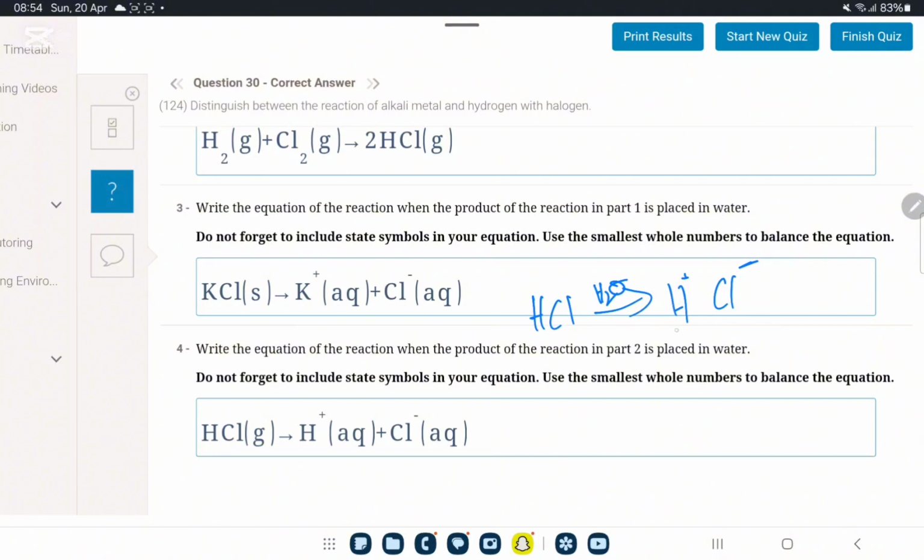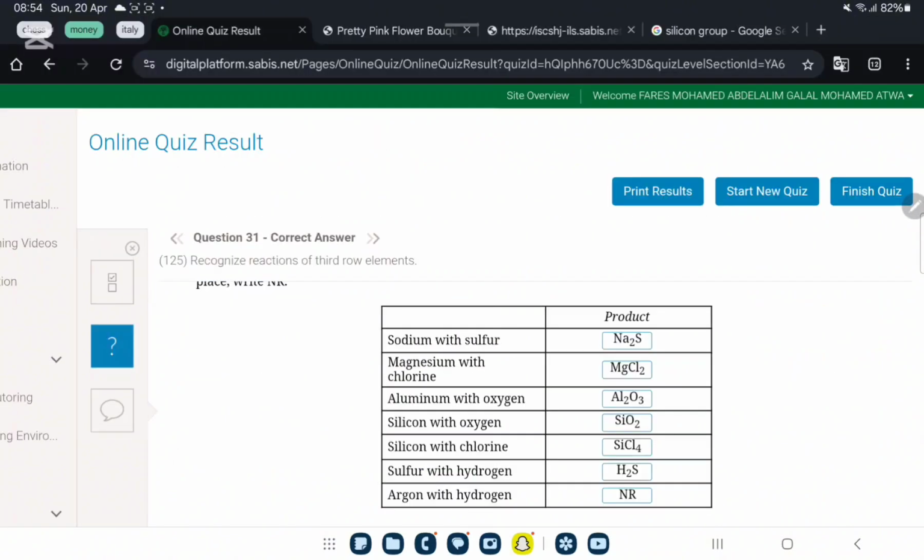I know I said before that H is minus, but it has many. It's a special thing. H ions can be plus, minus, or they can share electrons. So it's something different for H. For now, you know that most stuff with water dissociates, but not everything.